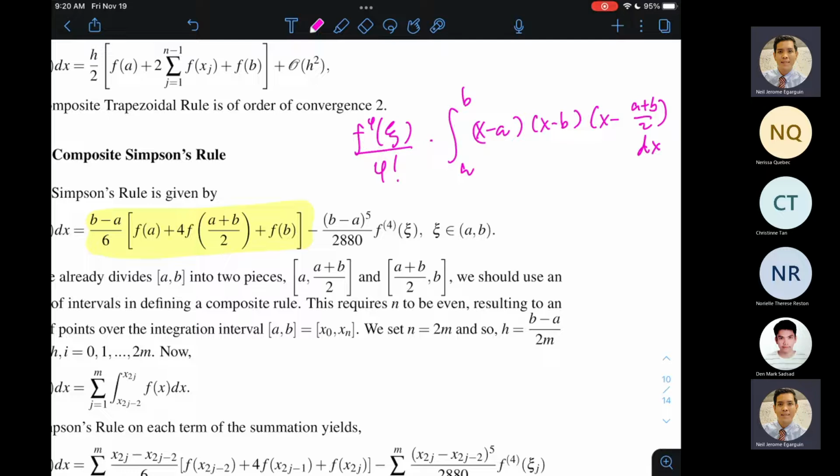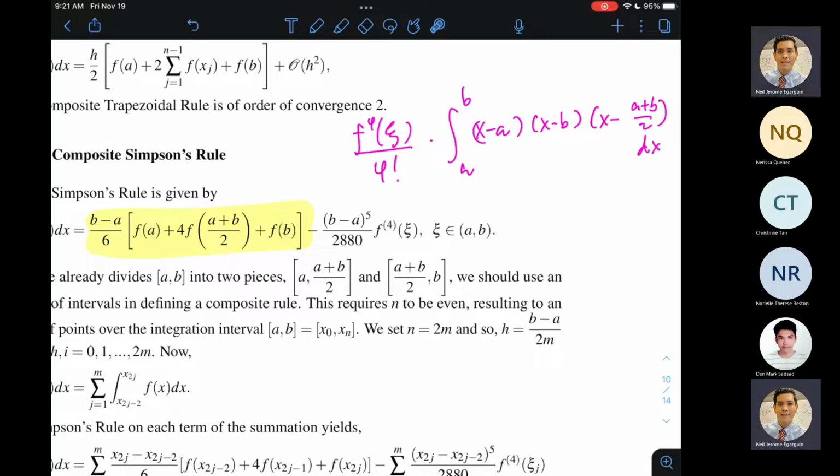Okay? Pag in-evaluate nyo itong integral na to, tapos minultiply nyo dito, ito yung makukuha nating error term. Okay? b minus a to the 5th all over 2,880 times the fourth derivative of c. C is a number from A to B.